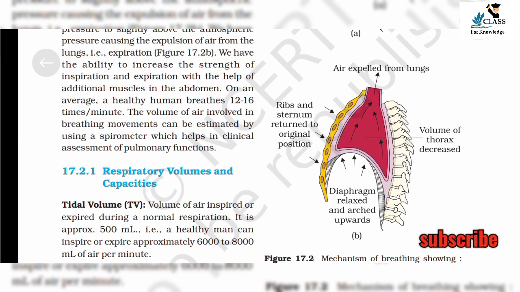in the abdomen. On an average, a healthy human breathes 12 to 16 times per minute. The volume of air involved in breathing movement can be estimated by using a spirometer, which helps in clinical assessment of pulmonary function.